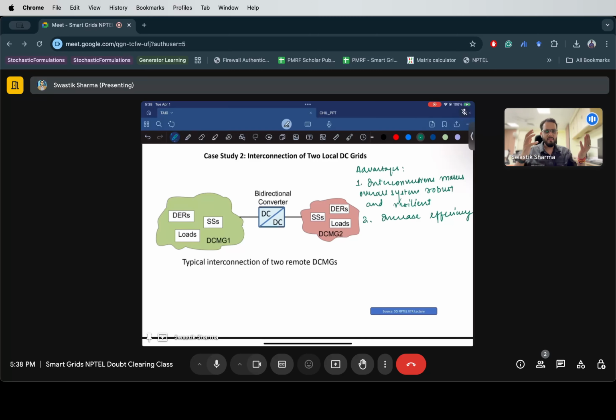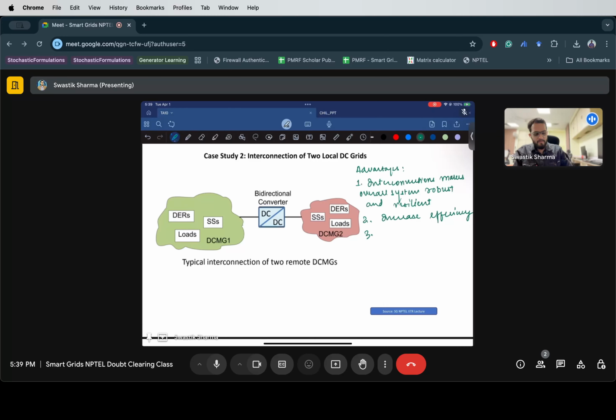So what happens is the efficiency is increased. You are able to balance supply and demand, right? And that is how the efficiency of the system increases, because you are increasing the management of the loads. Because the peak demand is more, you require more power, and how you can have more power is by being connected to a separate DC microgrid which can have surplus generation, right?